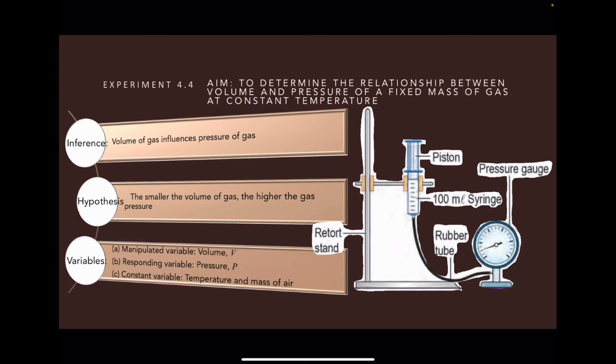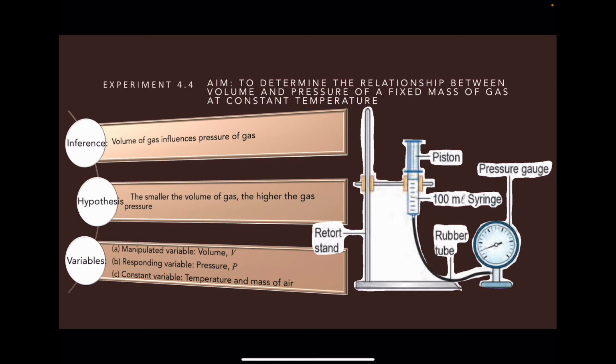Okay, or we can say volume of gas is affected by the pressure of gas. What's the hypothesis? Yes, the smaller the volume of gas, the higher the gas pressure. That is what you guess. And then for this experiment, because we want to look at the relationship between volume and pressure, one of them must be the manipulated variable. So we choose now volume as the manipulated variable. Therefore, pressure will be the responding variable.